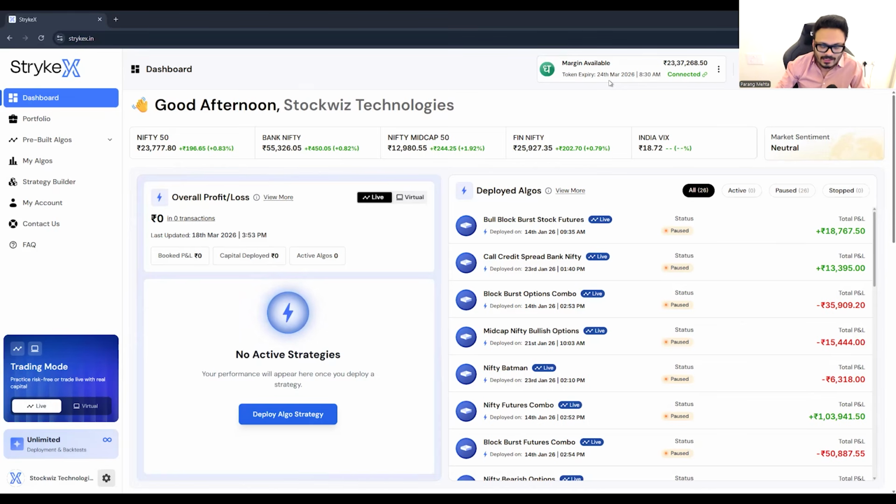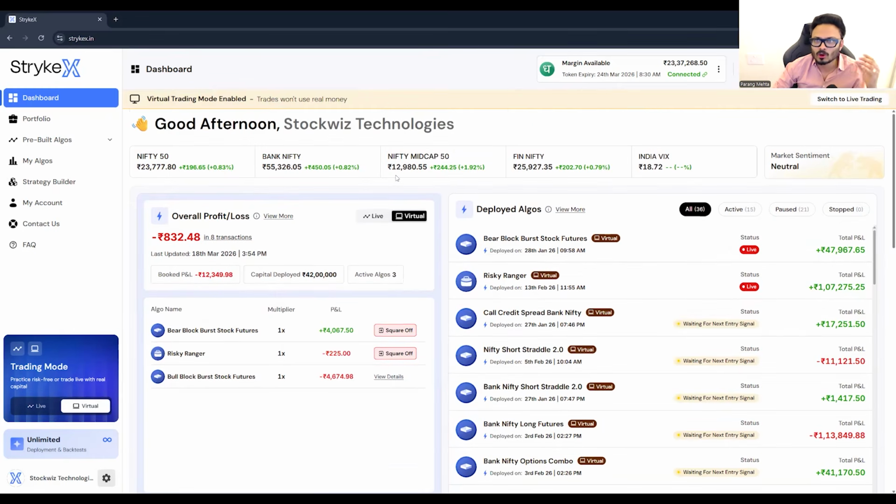So first things first, when you come onto the platform, there are two modes that you can use, either the live mode or the virtual mode. If you are extremely unclear of what to deploy and how to get started, but you want to see real-world results in real time, I would recommend you deploy one strategy from each category in the virtual mode. Now you have unlimited virtual deployments, so you can deploy multiple strategies and forward test them for 15, 20, 30 days, see the results, and then deploy it live. This is one way to do it.